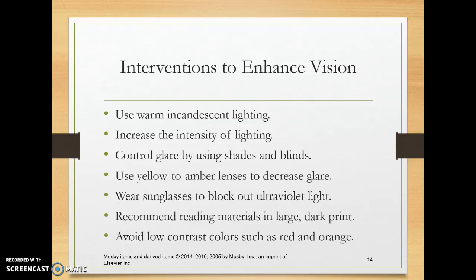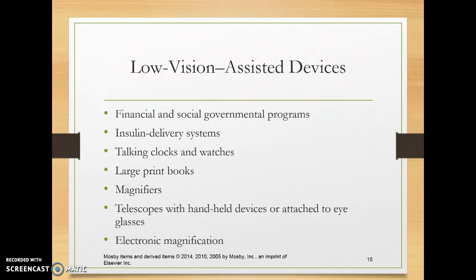Interventions to enhance vision. You can read through these right here about the lighting and controlling glare, avoiding contrast colors, and recommending reading materials in large dark print. And we have a lot of that now, more so than we ever have, with bigger print and better contrast on the pages. Low vision assistive devices, you can read through this too. All of the pharmacies now have the glasses that are basically magnifying glasses.